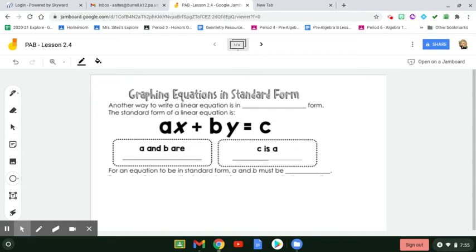So another way to write a linear equation is in standard form. Standard form of a linear equation is whenever you have the x term and the y term on the same side. So a and b are sort of just placeholders for numbers. I'm going to call those coefficients, and remember, that's just a fancy way of saying the numbers in front of the variables. And the c is also a number, right? But c is a constant because it's a number just hanging out all by itself. So again, this is just a number.